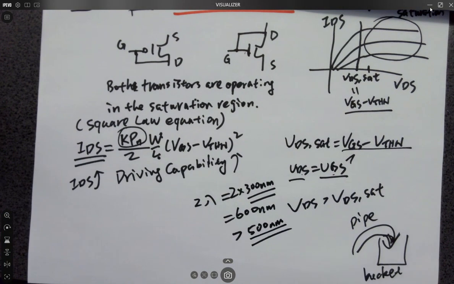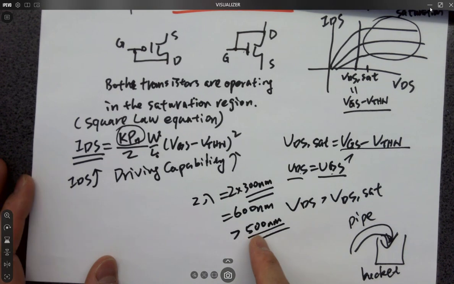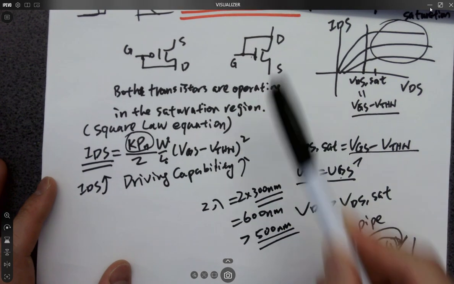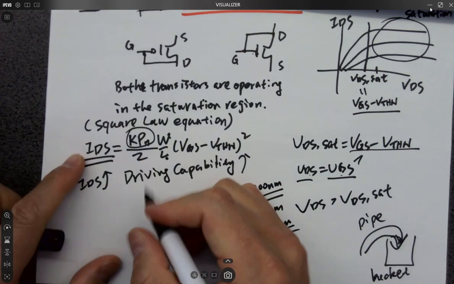That's the foundry's technology, which is 500 nanometer technology, the minimum length they can fabricate in the chip. But we don't want to directly use it. We use 2 lambdas, which is 600 nanometers, so it's a little bit larger than this. Eventually, the minimum length for every single transistor in the circuit will be 600 nanometers. That's a minimum length.